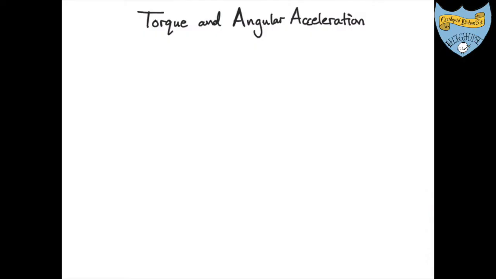Hey guys, in this video we're going to learn about torque and angular acceleration. Throughout this video we're going to refer back to a couple of equations. One of them is that the sum of the torques equals I alpha. Remember, I is called moment of inertia, that's resistance to rotation, and alpha is the angular acceleration of the object.